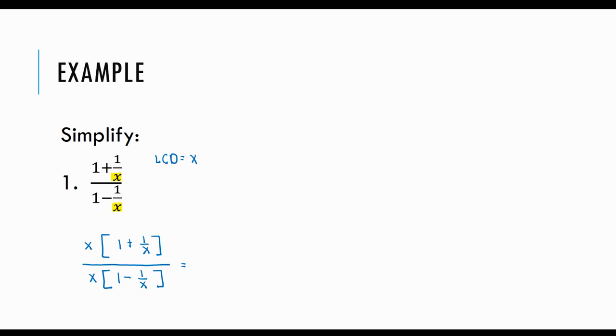The whole point is that if I multiply everything by the LCD, there should be no more fractions in the numerator and no more fractions in the denominator. I should just have one overall big fraction. So if I distribute the x on the top, that gives you x plus 1. If I distribute the x on the bottom, that's going to give you x minus 1. There's nothing to factor on the top and there's nothing to factor on the bottom. I can't simplify that any further. This would be my answer.